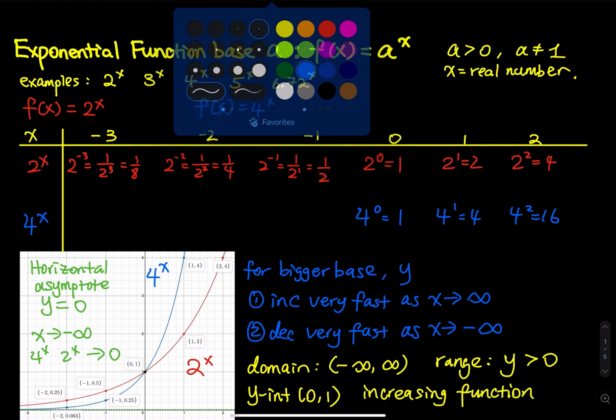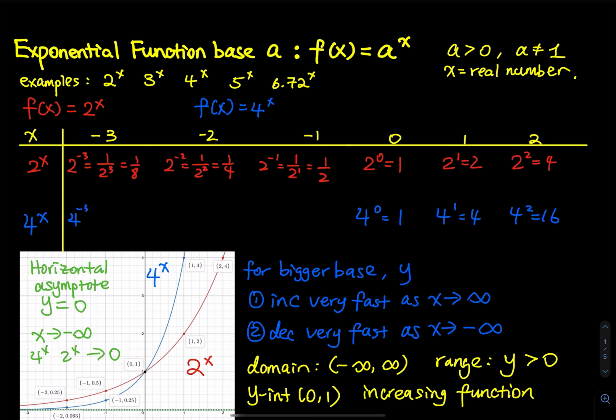When you do a negative exponent, 4 to the negative 3 is 1 over 4 to the third, which is 1 over 64. So compare 1/8 and 1/64. Do we agree that 1 over 64 is much smaller? All right. 4 to the negative 2 is 1 divided by 4 squared, 1 over 16. So compare 1 over 4 and 1/16. 1 over 16 is much smaller. And then 4 to the negative 1 is 1 over 4 to the first, which is 1 over 4. So every one of these is an ordered pair.